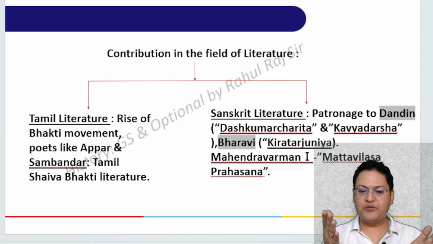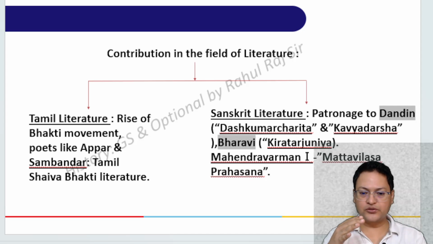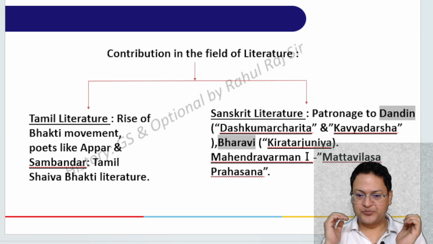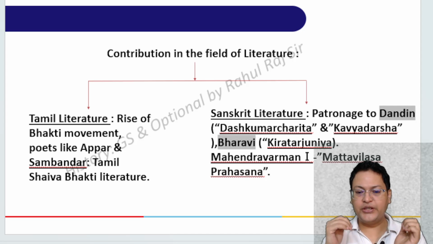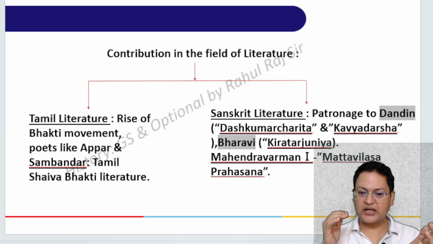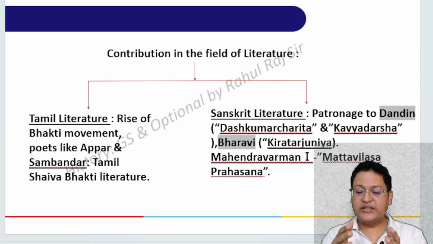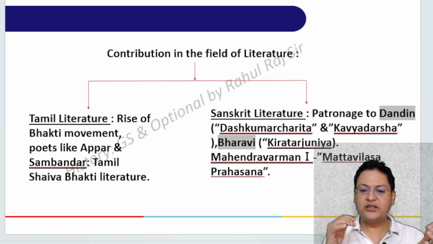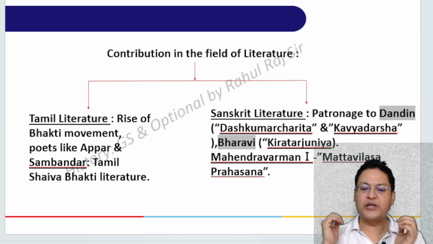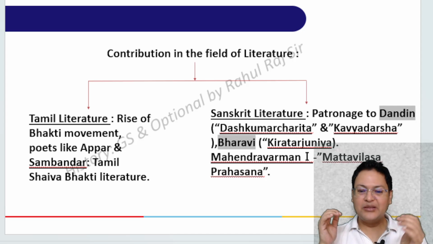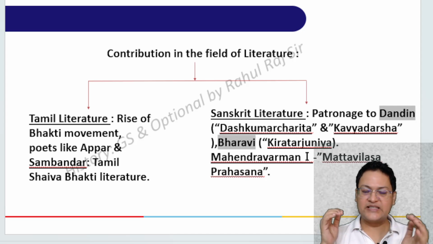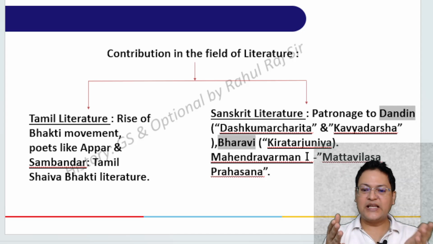Then Bharavi was associated with the court of other kings also, but with the court of Pallava rulers also, right. Simha Vishnu, he wrote Kiratarjuniya, a famous Mahakavya, right. Then the Pallava ruler Mahendravarman I, okay, he himself wrote a religious satire, Matta Vilas Prahasan, okay. It is a satire on many aspects of Hinduism, Shaivism, okay, Jainism, Buddhism, right. It's a religious satire. So again, these are important for prelims also.